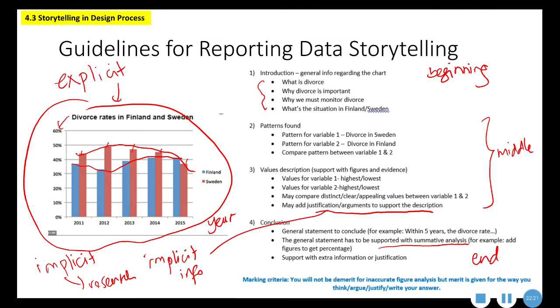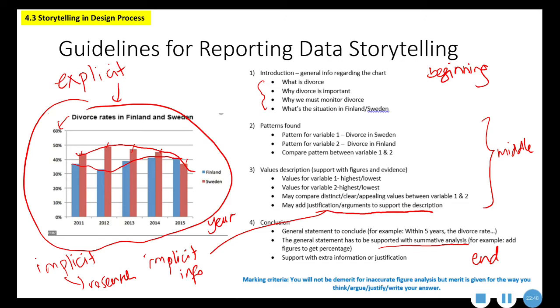So that is what I meant by implicit information. Try to conclude, try to relate with other information that might not be available on the chart, but it is possible to relate that information as an argument, or to justify the evidence that is shown on the chart here.